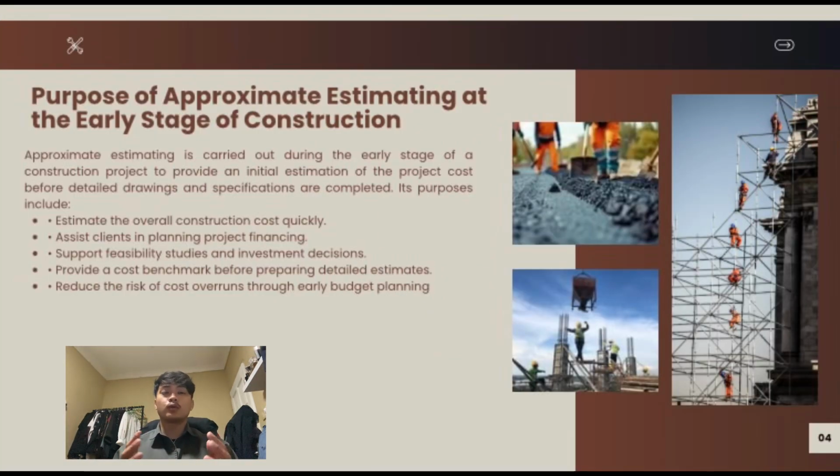The purpose of approximate estimating at the early stage of construction. Approximate estimating is carried out during the early stage of a construction project to provide an initial estimation of the project cost before detailed drawings and specifications are complete. Its purposes include: number 1, estimate the overall construction cost quickly and assist the client in planning project financing. Number 3, to support the feasibility studies and investment decisions. Number 4, to provide a cost benchmark before preparing a detailed estimate. And the last one is to reduce the risk of cost overruns through early budget planning.